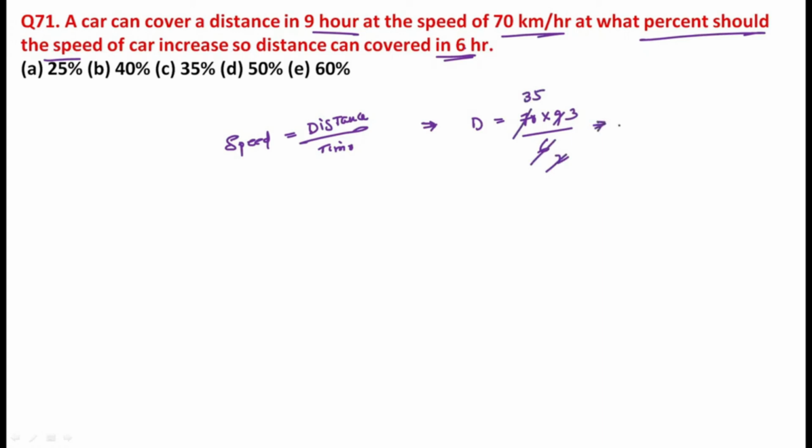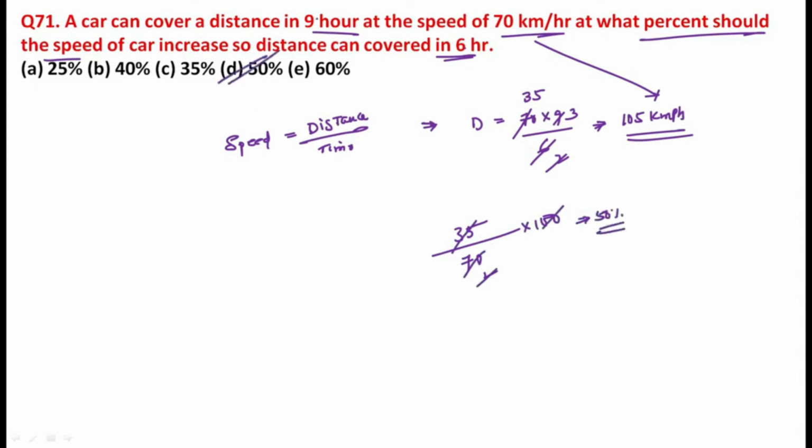Now it requires how much speed? It requires 105 kilometers per hour. Initially it was 70, now it becomes 105. So they need to increase by 35 kilometers per hour when compared to the previous 70. Now the respective speed increase when compared to the previous is exactly equal to 50%.